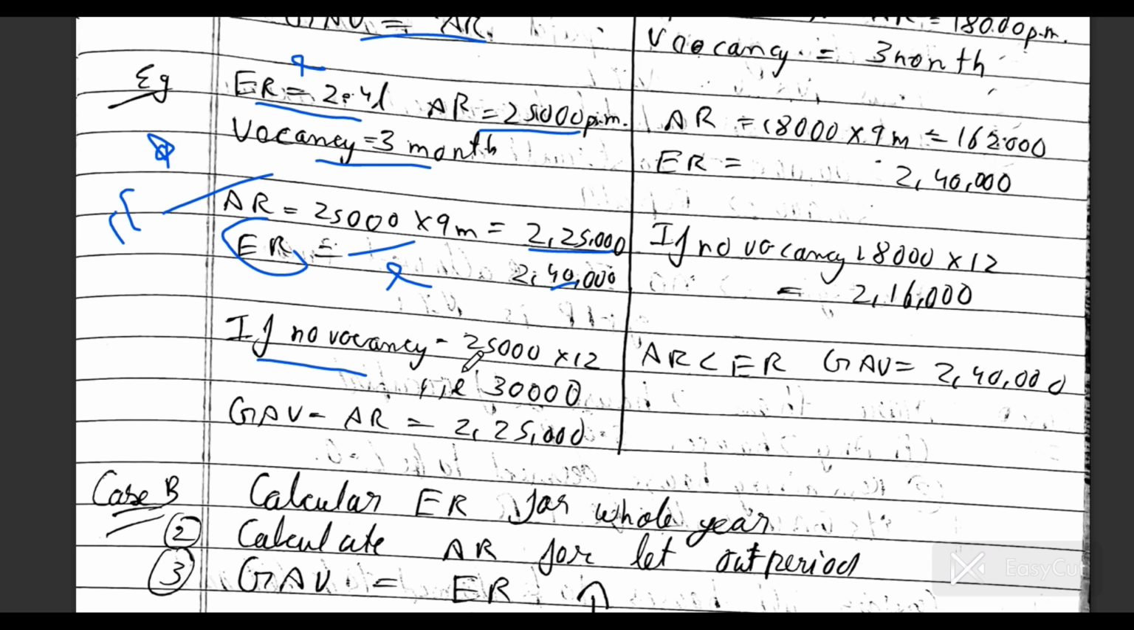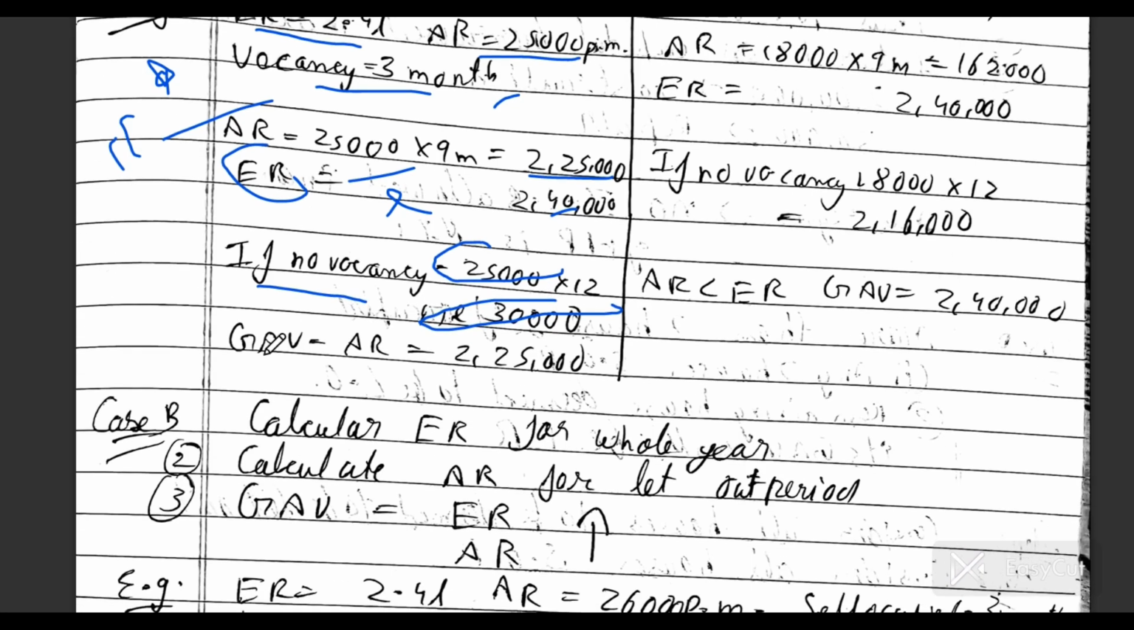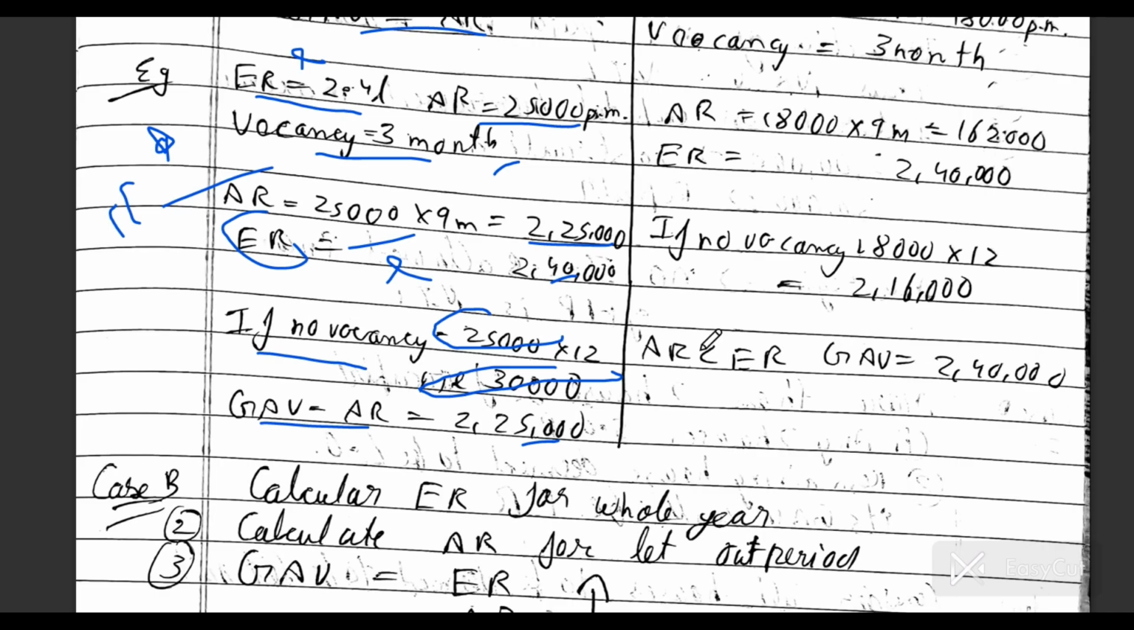If there is no vacancy, for suppose it is let out for the whole 12 months, but because of some reason the actual rent is lower. So in that case, 25,000 into 12, what will be our actual rent? It will be 3 lakh, but because of vacancy we are declaring lesser income in our income tax. So in that case, the government allows GAV equal to actual rent, that is 2,25,000.